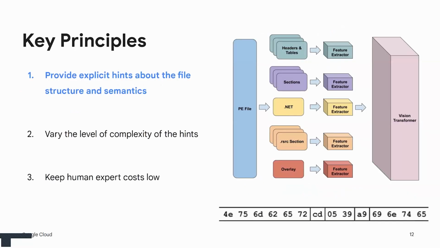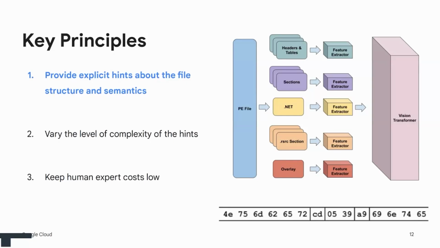Okay, so the key principles to trying to do this, we're going to try and provide explicit hints to the model about the structure and the semantics of what it's looking at. We'll talk in detail about the network structure in a second, but at a high level, it looks like the vision transformer where I cut up a picture, except we're going to use a file parser to cut up the file into the semantically meaningful pieces. Then we'll produce some sort of embedding of each of those pieces and push it through a vision transformer.